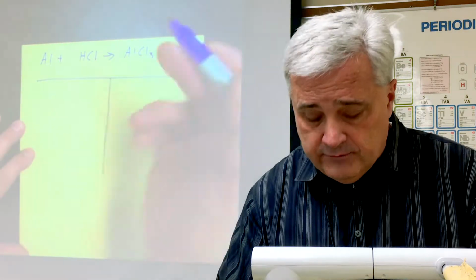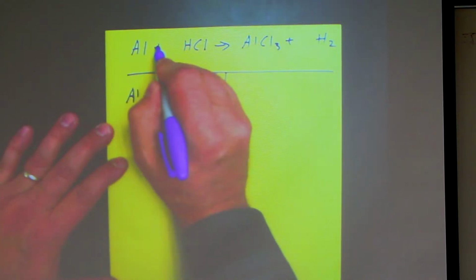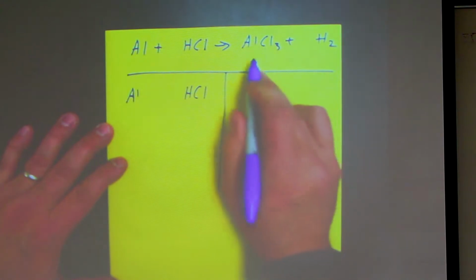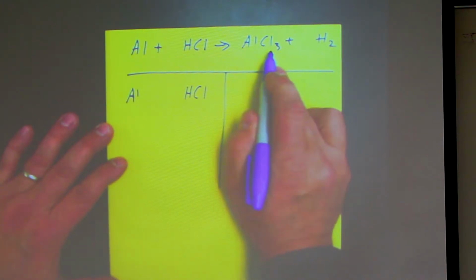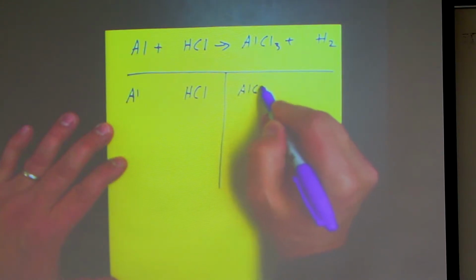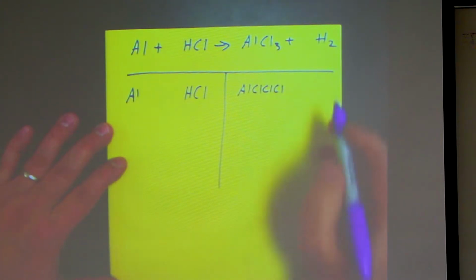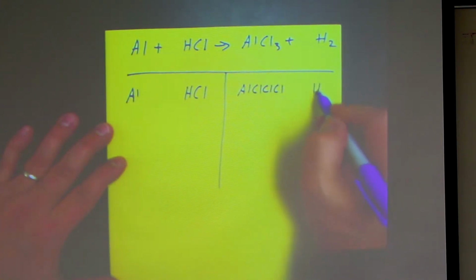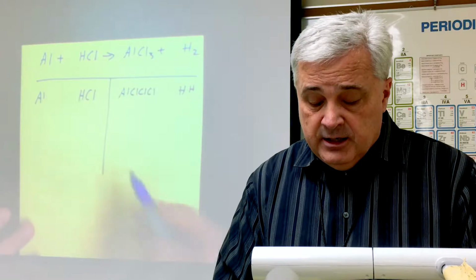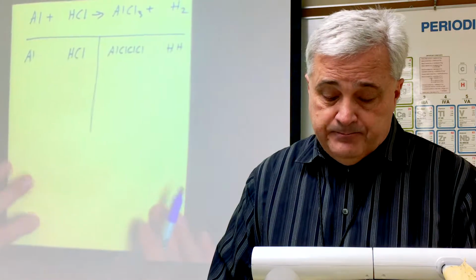So one molecule of aluminum would be simply Al, and one molecule of HCl would simply be that. Over here we're going to have aluminum and 3 chlorines as a single molecule. So we write it in like this pictorially, and then we're going to have 2 H's as a single molecule. Now, in order for the equation to be balanced, again, the number of each type of atom on each side of the equation has to be the same.